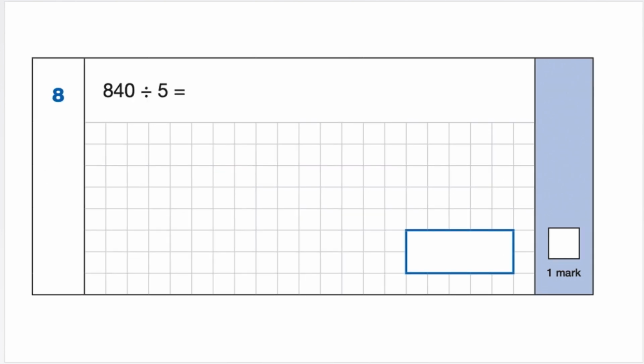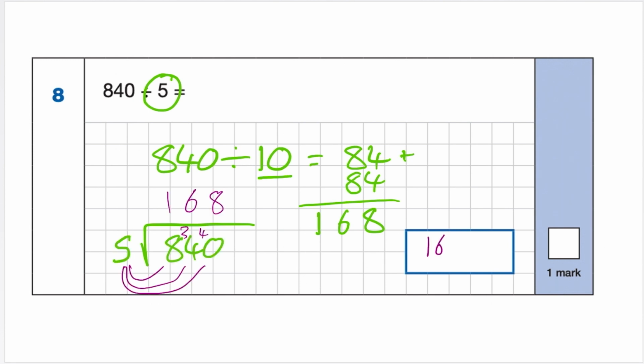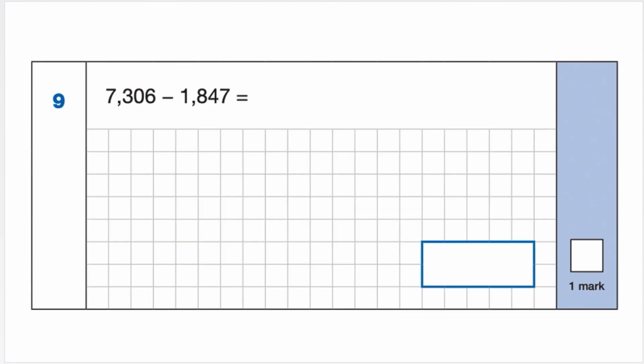Question 8 says 840 divided by 5. So what I could do is 840 divided by 10. In my head I know that's 84, but we're dividing it by 5, so I need to double my 84 because 10 is double 5. So 84 plus 84 is 168. Or again, it's a division question, so I could use my bus stop. Same answer, 168.